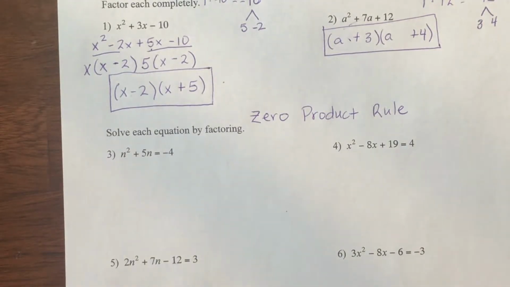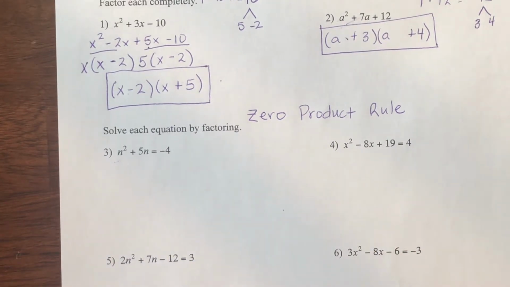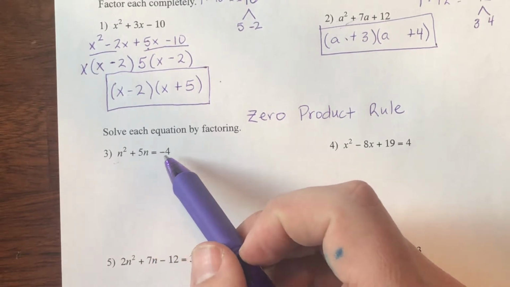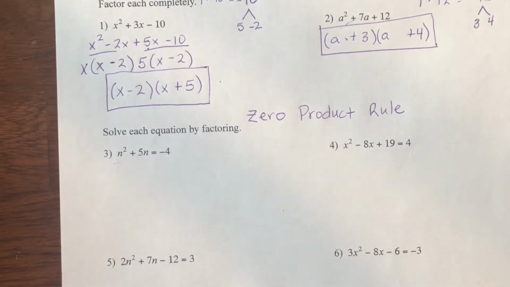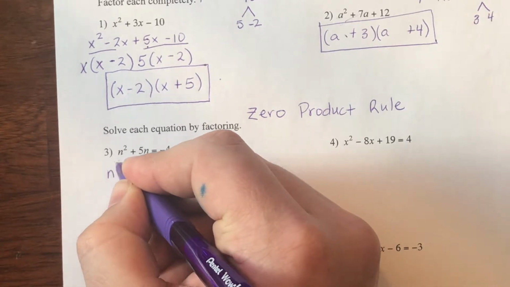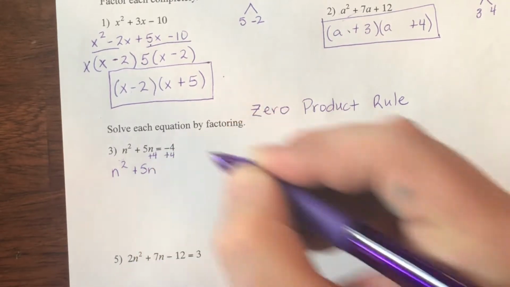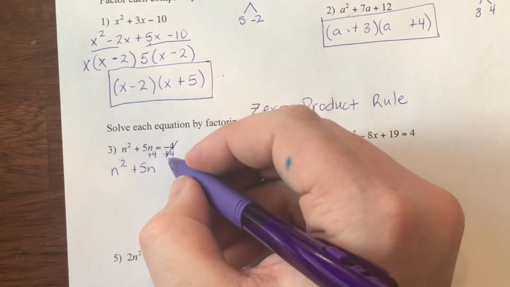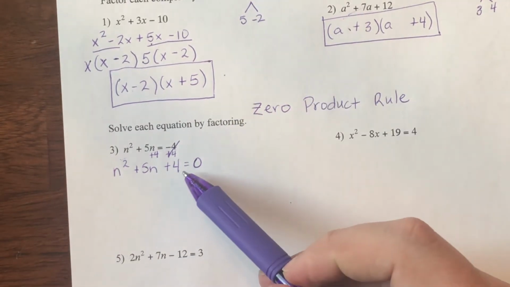All right? So what you want to do is always set, if we're looking at this equation, n squared plus 5n equals negative 4. This is not in standard form of a quadratic function. A quadratic function needs to be ax squared plus bx plus c equals something, or equals f of x. So since we're using the zero product rule, we're going to add 4 to both sides. That can't combine with anything, so it simply becomes plus 4 over here, and negative 4 plus 4 over here is 0. We want this side right here to be 0.